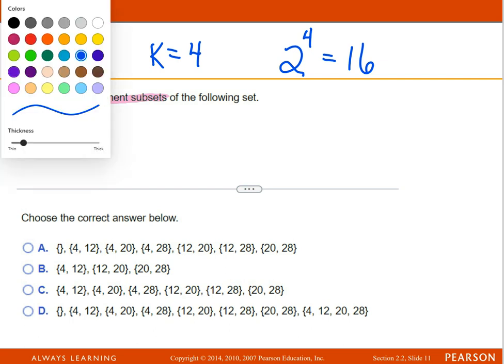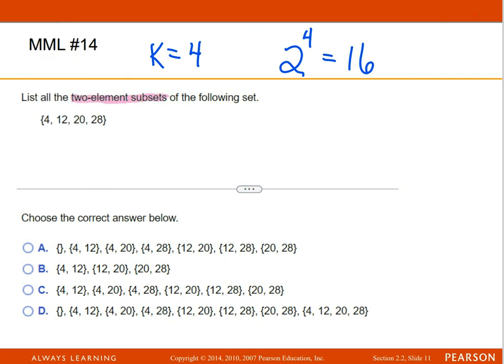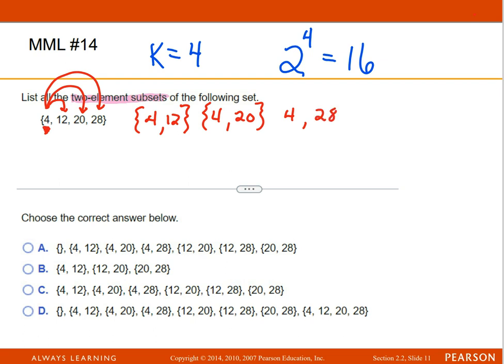So what I'm going to do is start with the number 4. We're going to take 4 and pair it with 12. That is one subset. We're going to take 4 and pair it with the 20. That is the second subset. I'm putting braces in all of them. And then 4 gets paired with 28. That's a third 2-element subset. And now I'm done with the 4. 4 has been paired with the other 3 elements.